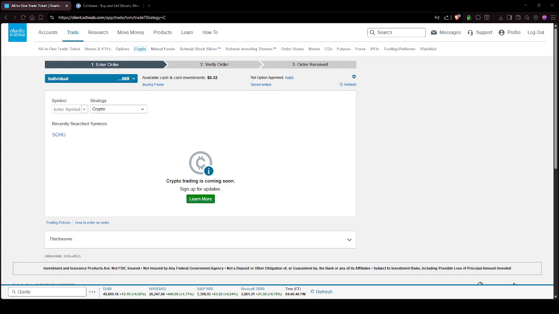Welcome to this tutorial on how to buy Bitcoin using Charles Schwab. Before we get started, it's important to note that Schwab does not allow direct purchase of cryptocurrencies like Bitcoin within their platform. However, we can utilize other options to buy Bitcoin. Let's go through the steps together.